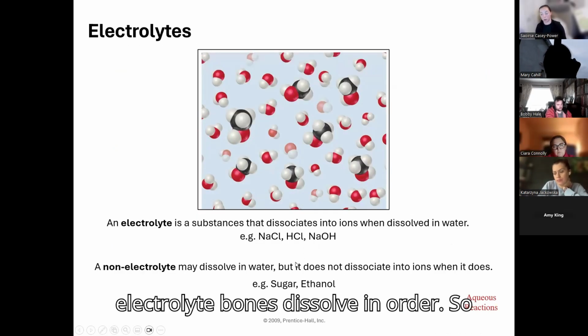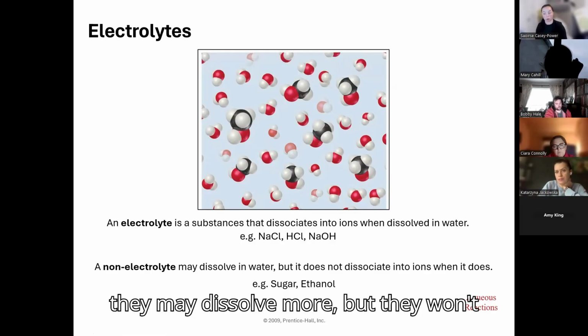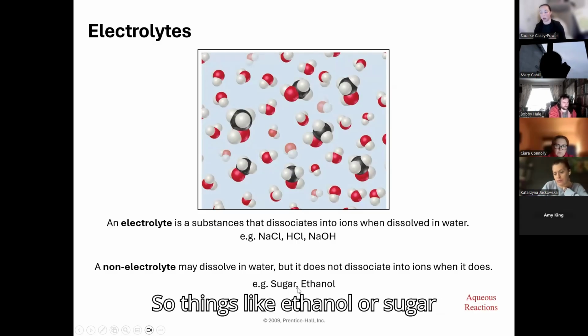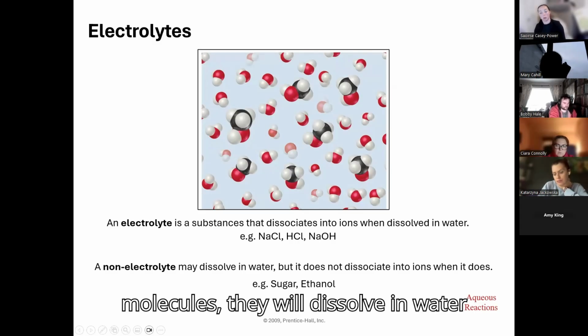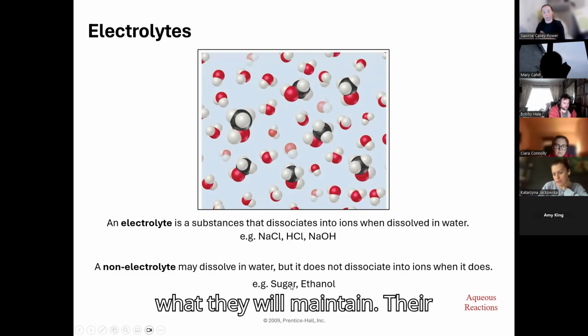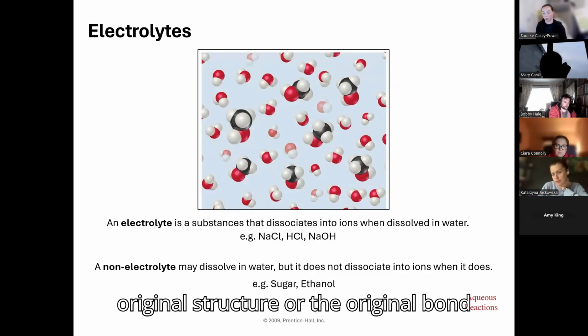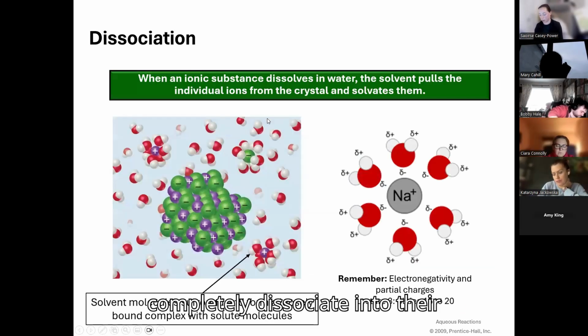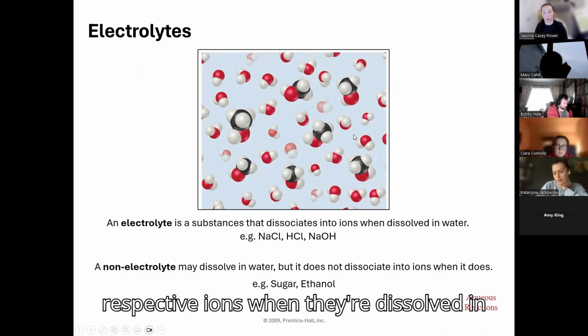Whereas a non-electrolyte won't dissociate in water. They may dissolve in water, but they won't dissociate into ions when they do. So things like ethanol or sugar molecules will dissolve in water, but they'll maintain their original structure, their original bonds. Electrolytes will completely dissociate into their respective ions when they're dissolved in water.